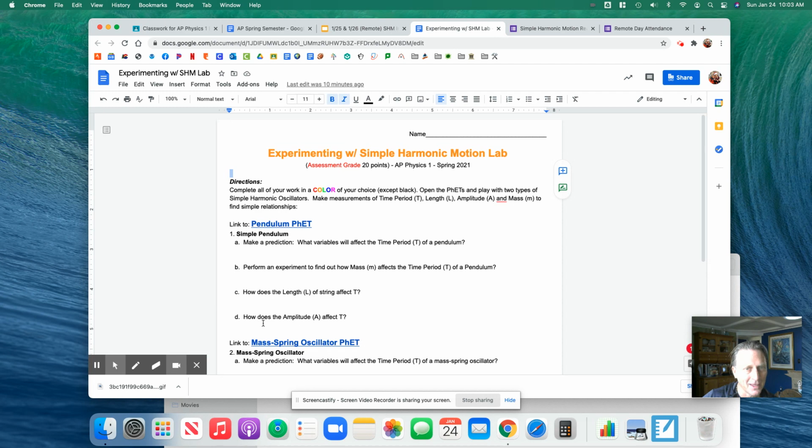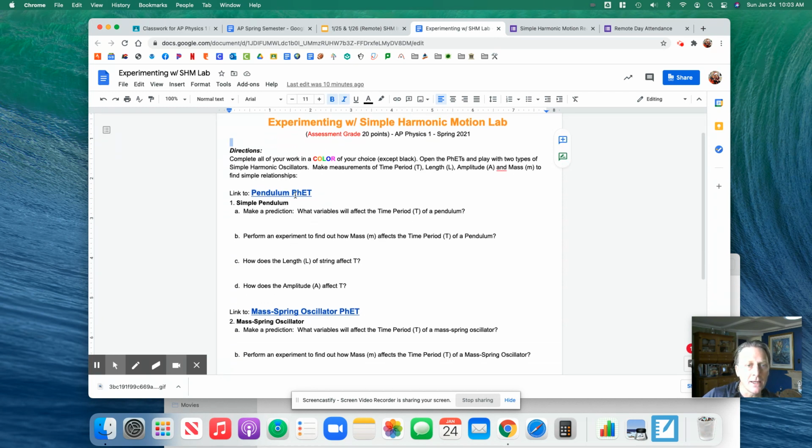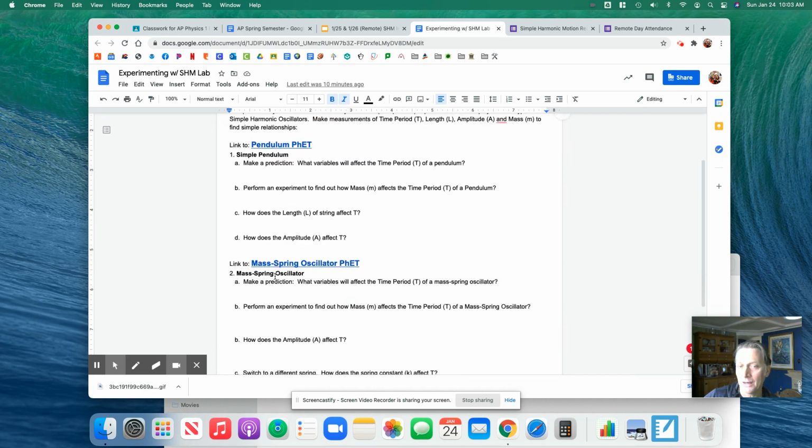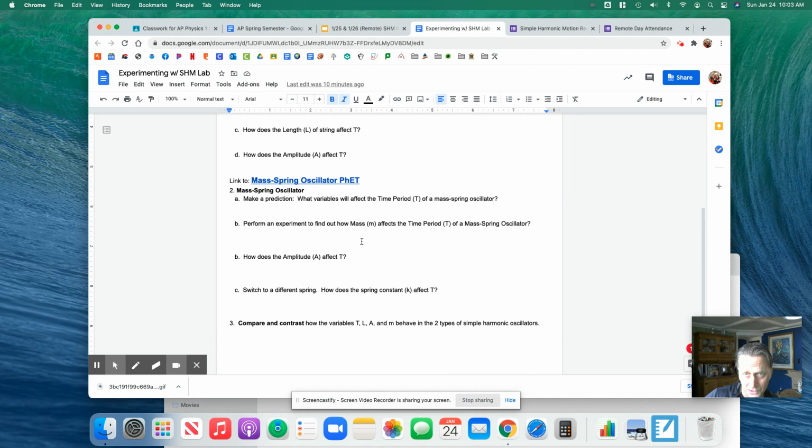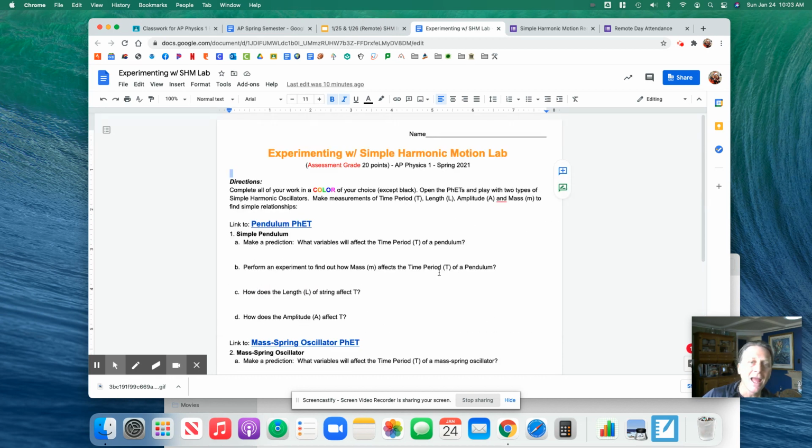Okay. Now you're going to open up the pendulum PhET and work through this by experimenting with a pendulum in the PhET. And then the mass spring oscillator PhET, you're going to do an experiment in there also and learn some things about the characteristics of simple harmonic motion, and then do a compare and contrast among the variables of a simple harmonic oscillator. Okay, and so that again is an assessment lab, so put some good effort into it. It's going to count in that higher proportion of your grade book.